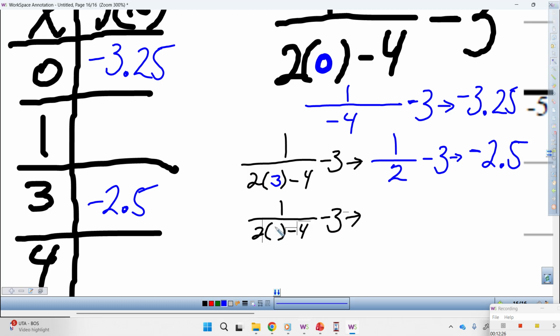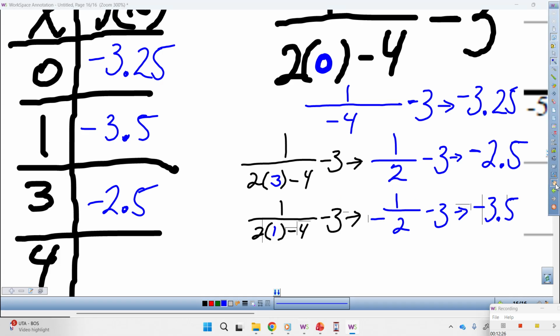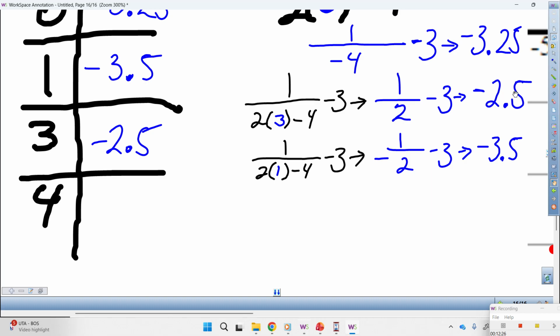We substitute the value of 1. What is 2 times 1? 2 minus 4. Negative 2, is that correct? So it's negative 1 over 2 minus 3. So what is negative 3 and negative 1/2? That's negative 3.5. Yeah, we good? Yes, Mr. Q. All right, good. Miguel, you good?